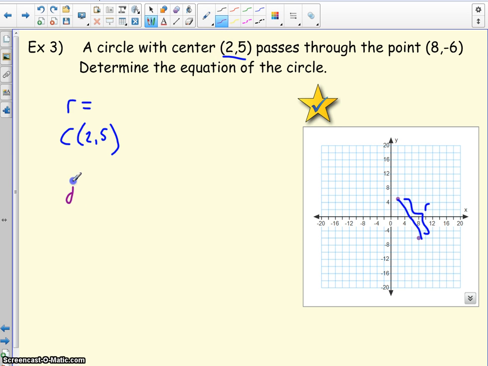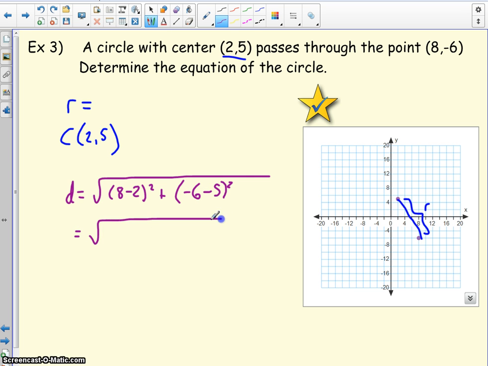So if I do that here, d equals the square root. Remember, it's x2 minus x1 all squared, so I'm going to go 8 minus 2 all squared plus -6 minus 5 all squared. Again, what I'm using is the distance formula between the center that I was given and a point that's on the circle, because the distance between the center and a point on the circle is called the radius.